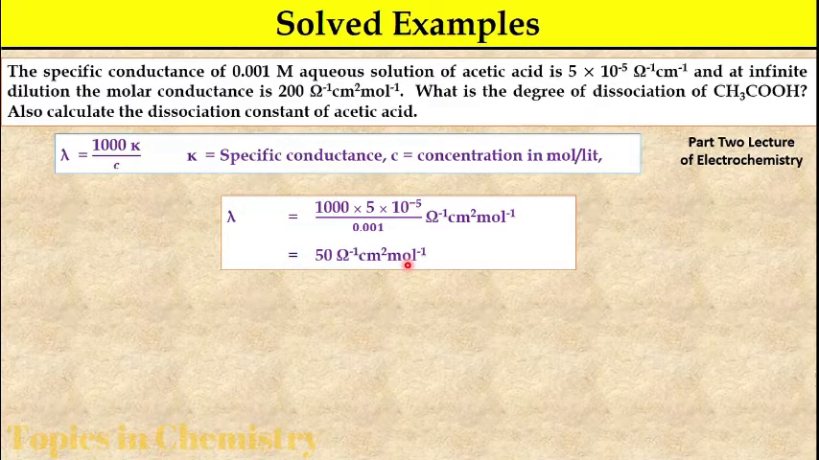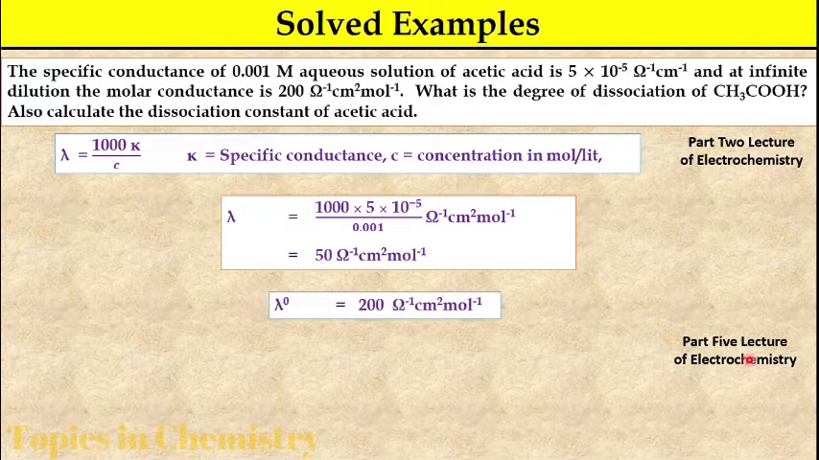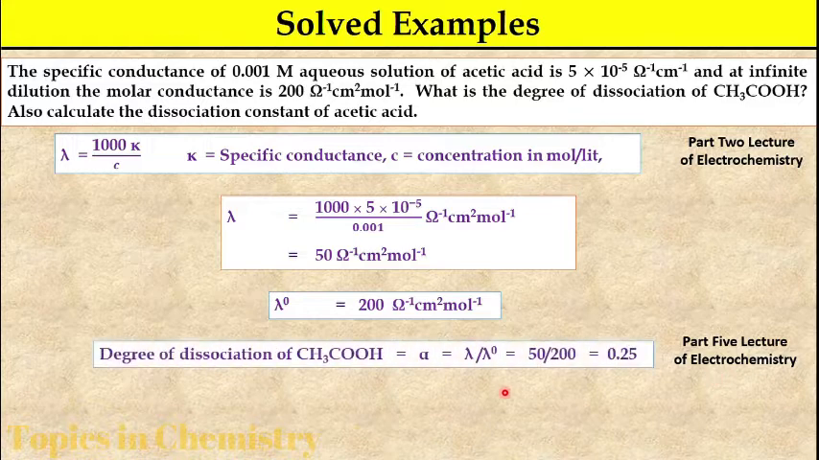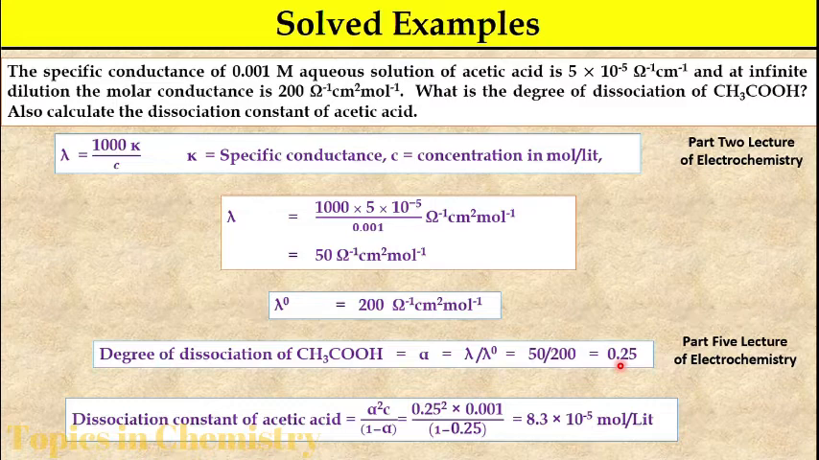Now you have to find what is the value of alpha. You have to go to my part 5 lecture of electrochemistry where I have discussed how to calculate the value of alpha. And the formula of alpha, alpha means degree of dissociation, that is equal to lambda divided by lambda 0. So here you can see lambda is calculated here, 50, and lambda 0 is given, that is equal to 200. So lambda by lambda 0 is equal to 50 by 200, that gives you the value of alpha 0.25.